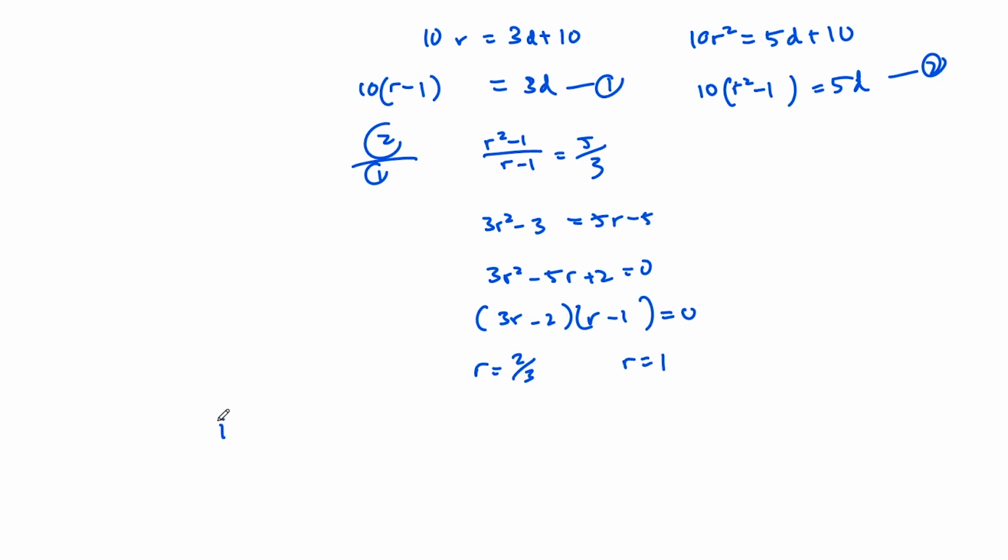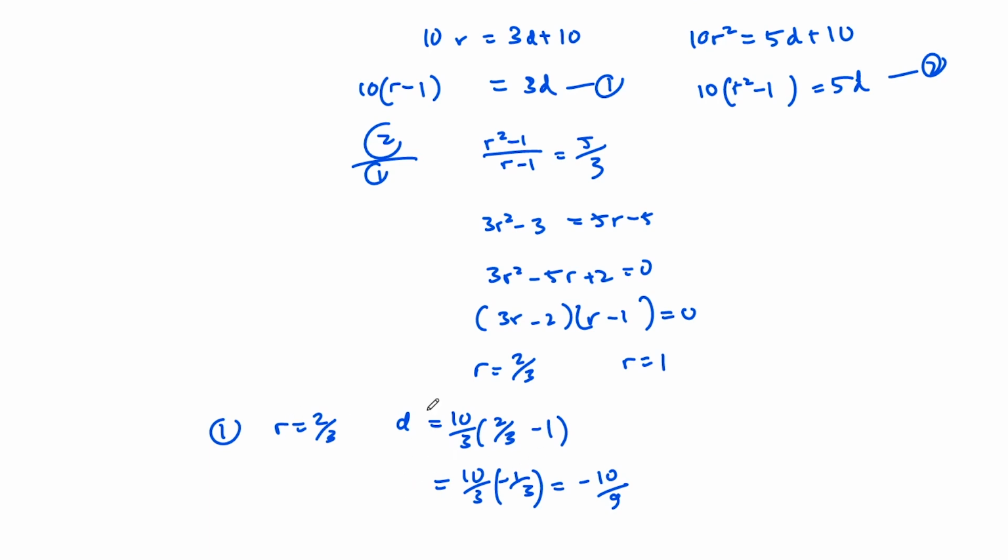We will use maybe equation 1 for r is this, and we'll sub the values in to see what the value of d is, right? So d will be 10 over 3 times (2/3 minus 1), so negative 10 over 9. Okay, so this is indeed negative, so this will probably be the solution, but let's check the case where r is 1. So d will be 10 over 3 times (1 minus 1). Alright, so this one will definitely be 0, and we'll reject this solution. So this will be the only right pair of answers. Okay, so just maybe highlight them in red.